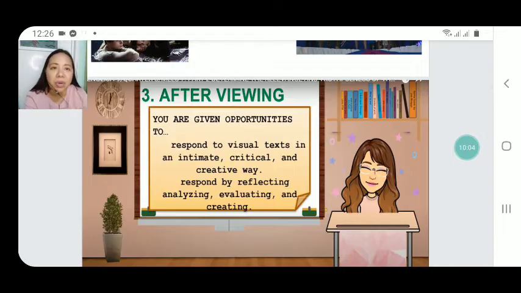So, after viewing or tapos ka nang manood, this is the part wherein you are given opportunities to respond to visual text in an intimate, critical, and creative way. So, pwede ka nang mag-respond. Diba? Sometimes when we watch a movie, meron talaga tayong nasasabi, ang ganda, no? Sana ako na lang, you are trying to make a reflection, no? Analyze, evaluate, and creating. Ang ganda ng movie, that's evaluating. Sana ako na lang si Rose, that's reflecting. Buti na lang pala, meron pa rin pala talagang mga taong pinagtatagpo, that's analyzing, right?